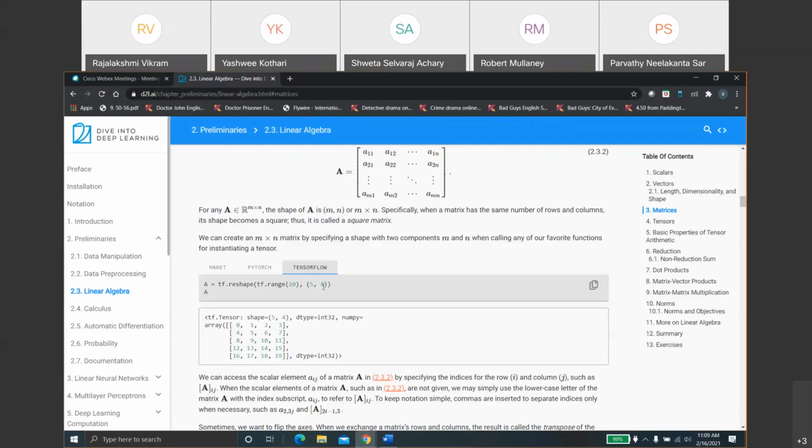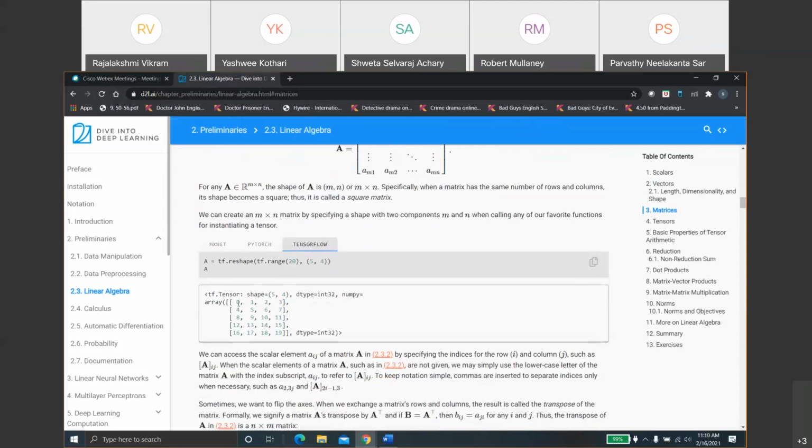How do you access elements in a matrix? To access elements in a matrix, you just have to provide the row and the column position. So if you try to access 0, you will do A of 1, 1, which means first row, first column.